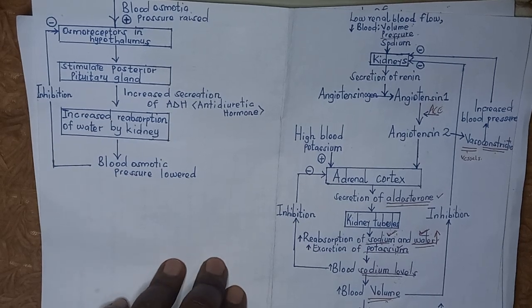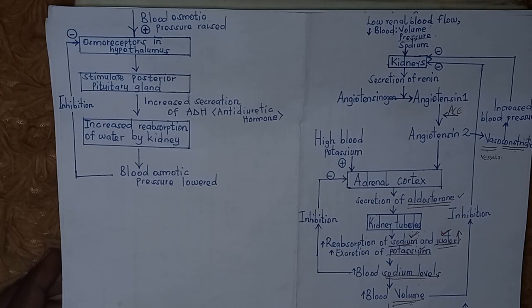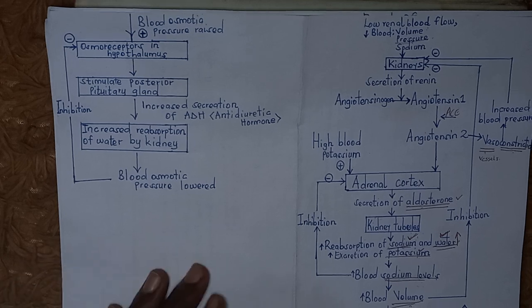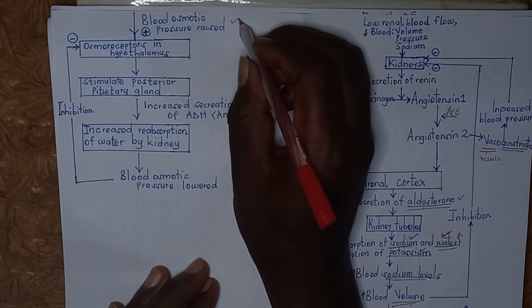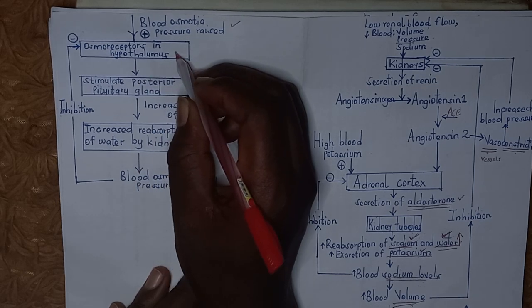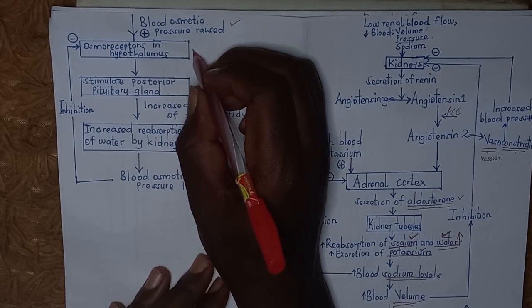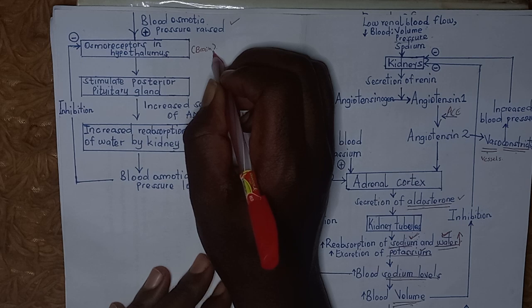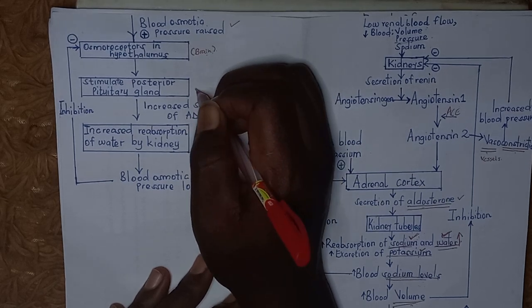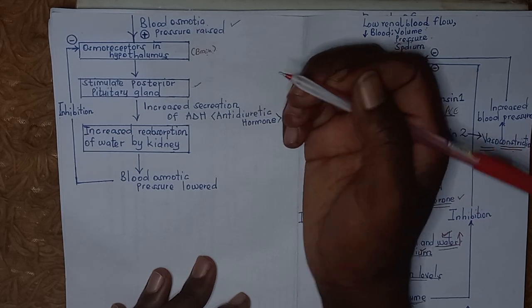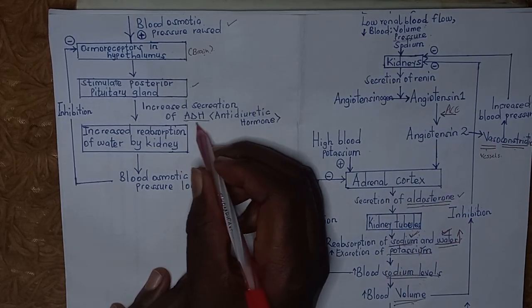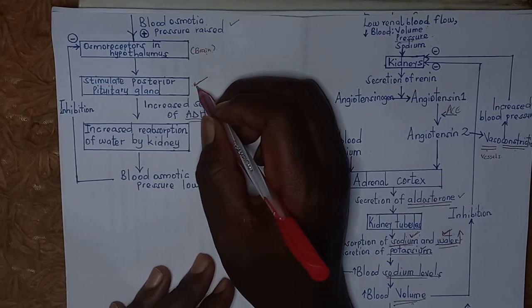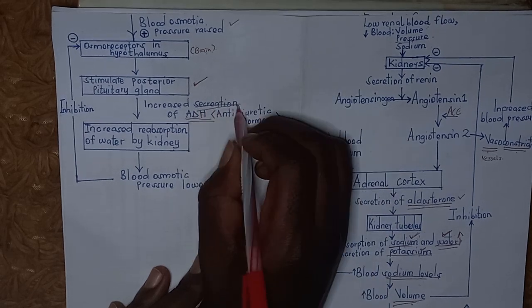Yes, and as you can see, we are on the osmotic pressure. So when the blood osmotic pressure is raised, osmoreceptors in the hypothalamus, which is found in the brain, stimulate the pituitary gland. So the pituitary gland increases secretion of ADH. The posterior pituitary gland increases the secretion of the ADH hormone.